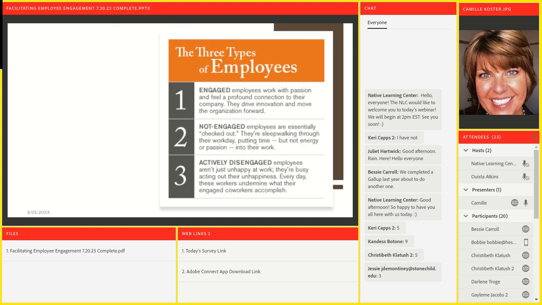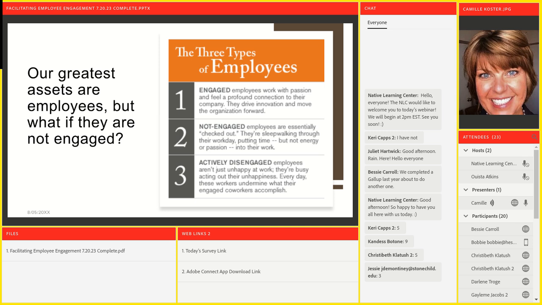All right, so now we know the difference between what satisfaction is and where we're at with engagement. So let's talk about the three different types of employees. For many years, I think we've all heard that our greatest assets are employees, but what if they are not engaged employees? What we do know is that we have a workforce that's actively working in opposition to us if they are actively disengaged.